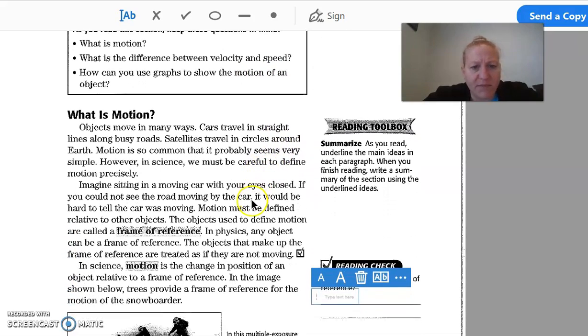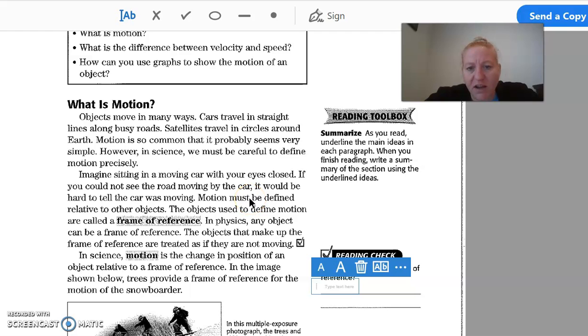What is motion? Objects move in many ways. Cars travel in straight lines along busy roads. Satellites travel in circles around Earth. Motion is so common that it probably seems very simple. However, in science, we must be careful to define motion precisely.